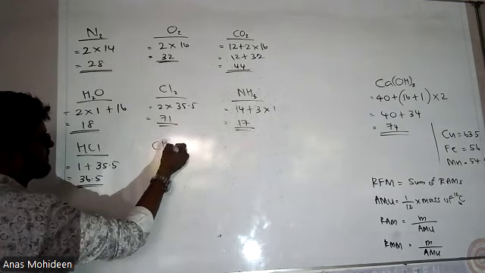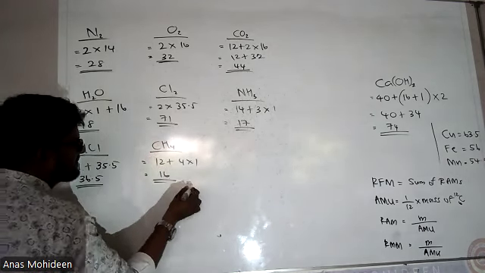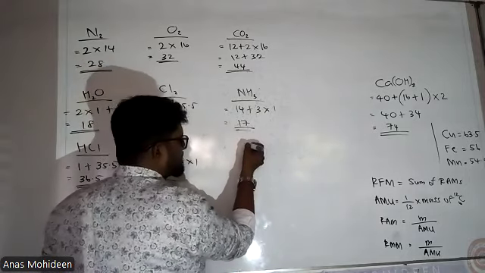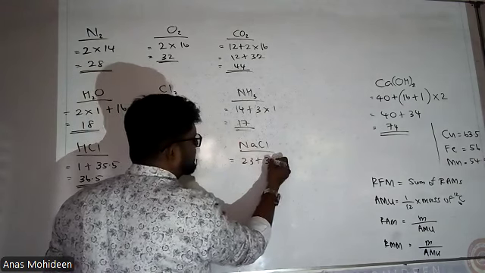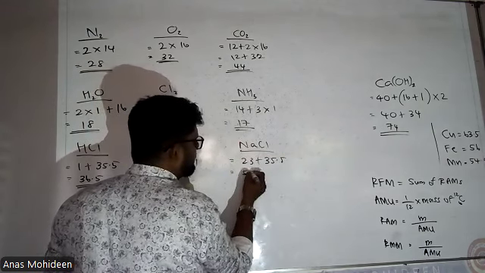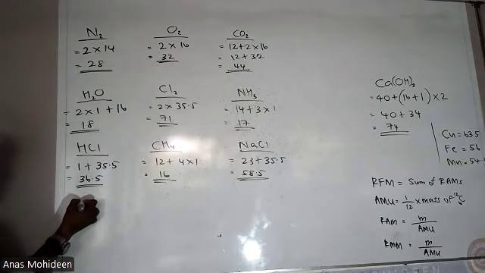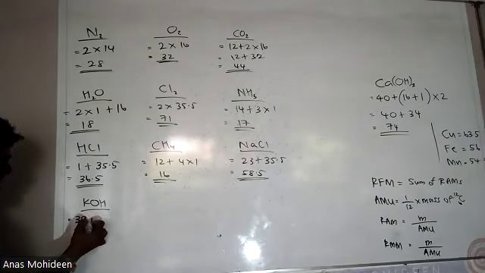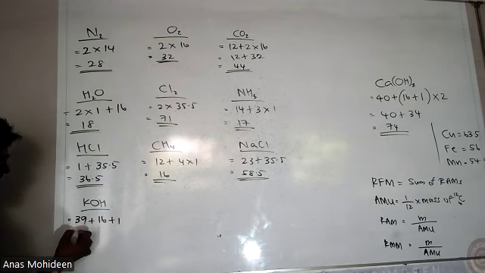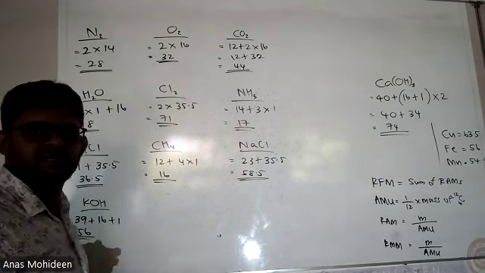CH4. 12 plus 4 into 1, 16. Next? NaCl. 23 plus 35.5, 58.5. What's next? KOH. Potassium 39 plus 16 plus 1, 56. Okay, who's next?